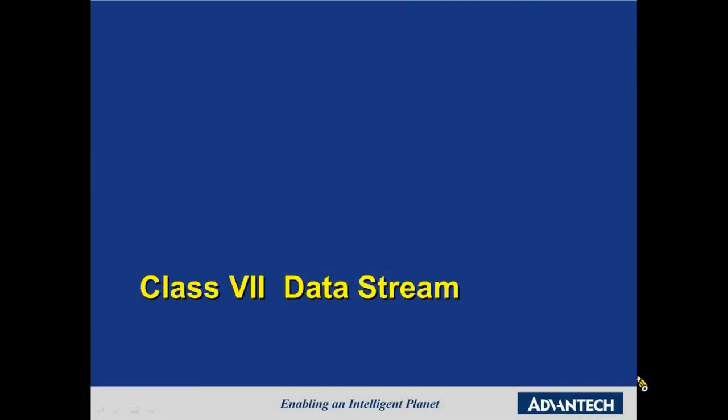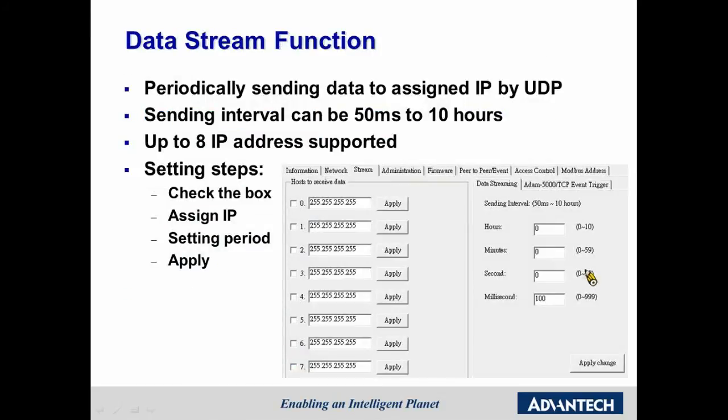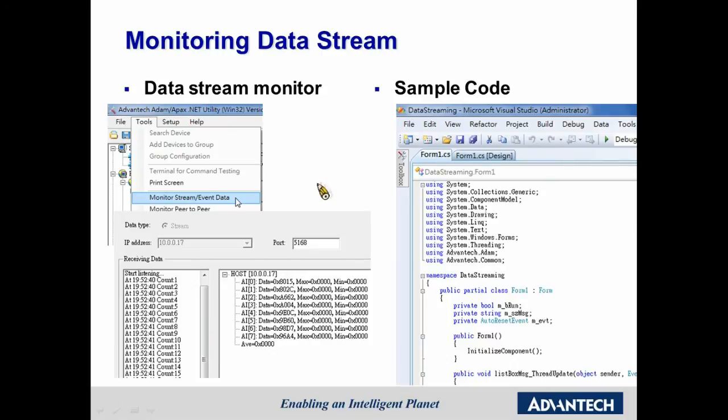Class 7, data streaming. There are three different types of data flow: polling and reply, periodically updating, or update triggered by an alarm or event. For the data streaming function, you specify the IPs that you want to stream to, the polling rate, and you click apply. You can monitor the data stream by using the utilities under Tools, Monitor Stream and Event Data, or you can use the sample code.